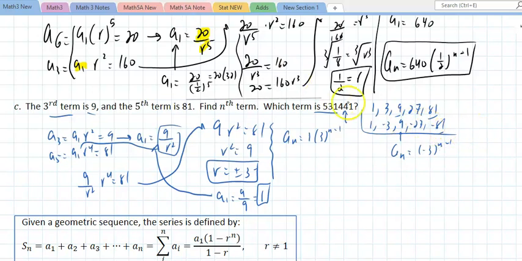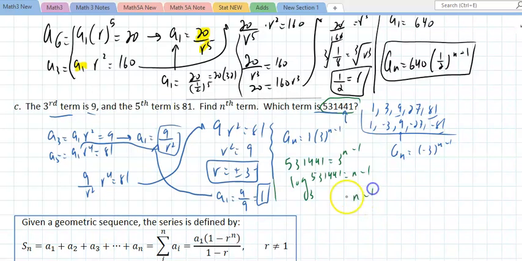Either way, is this on the list? Is 531441 one of the powers of those? Well, how do I solve that? This is an exponential equation. I would say log base 3 of 531441 equal n minus 1.